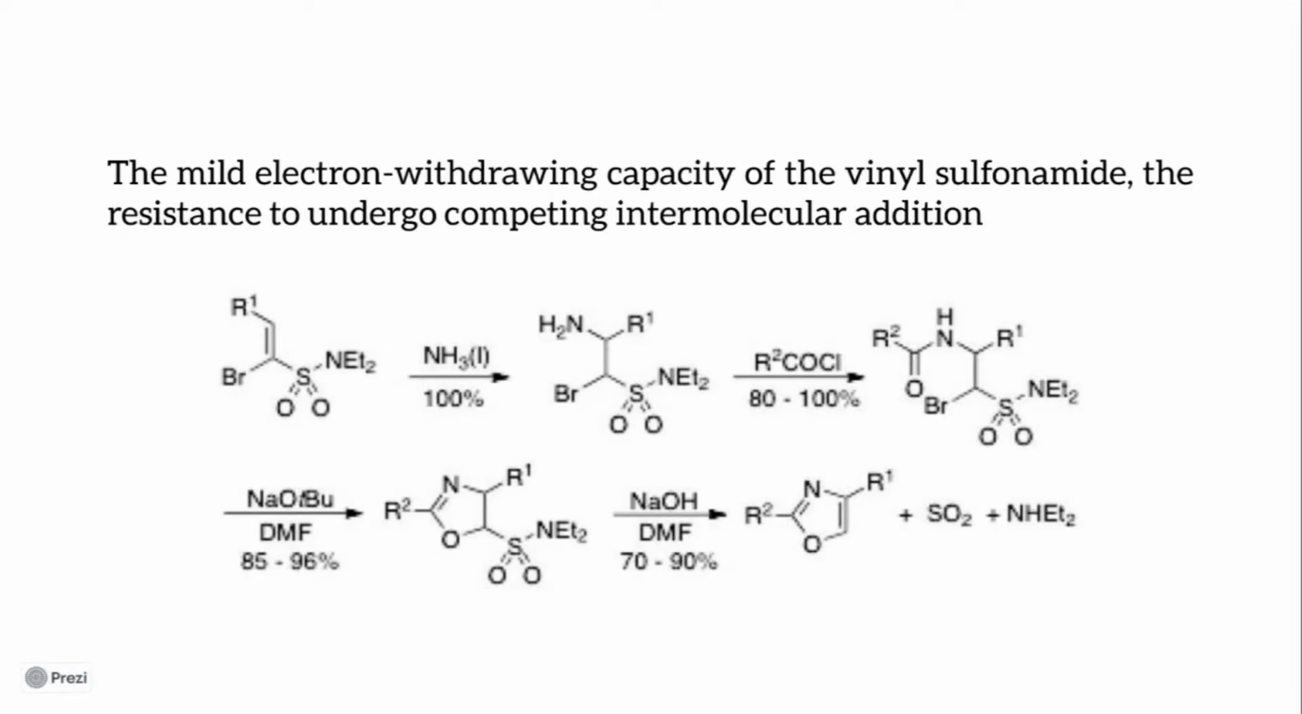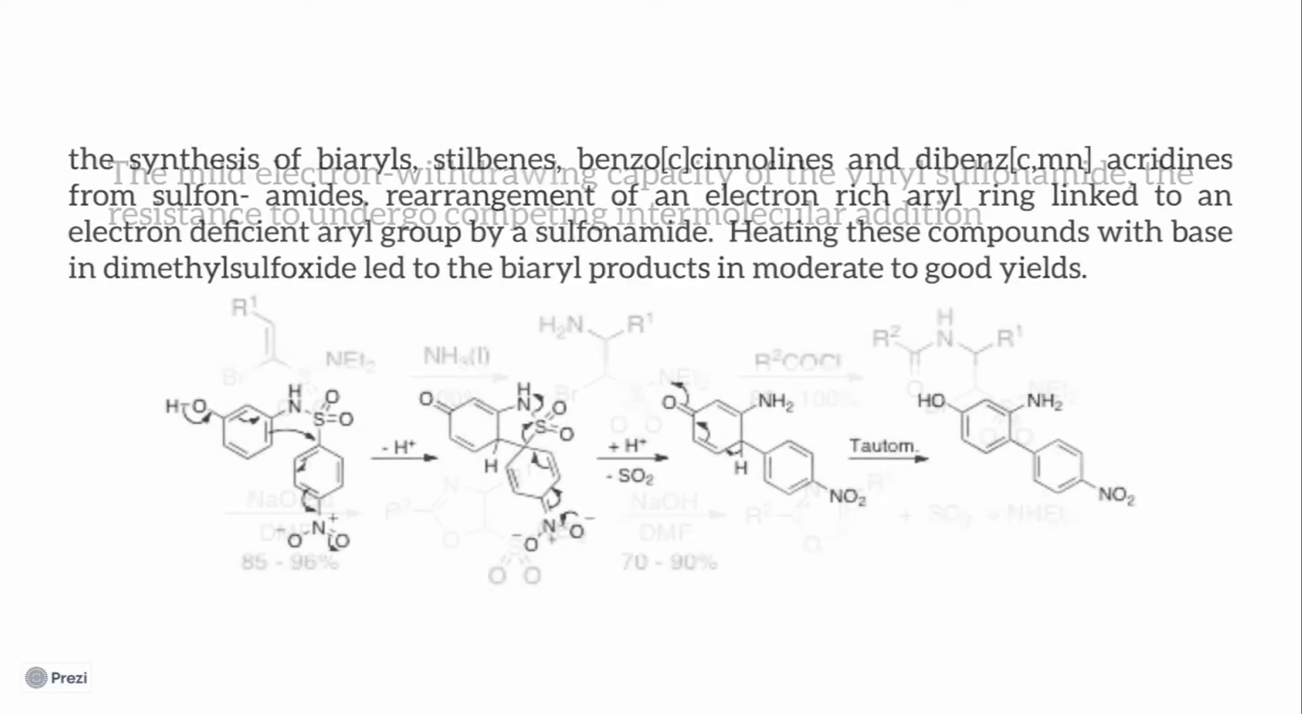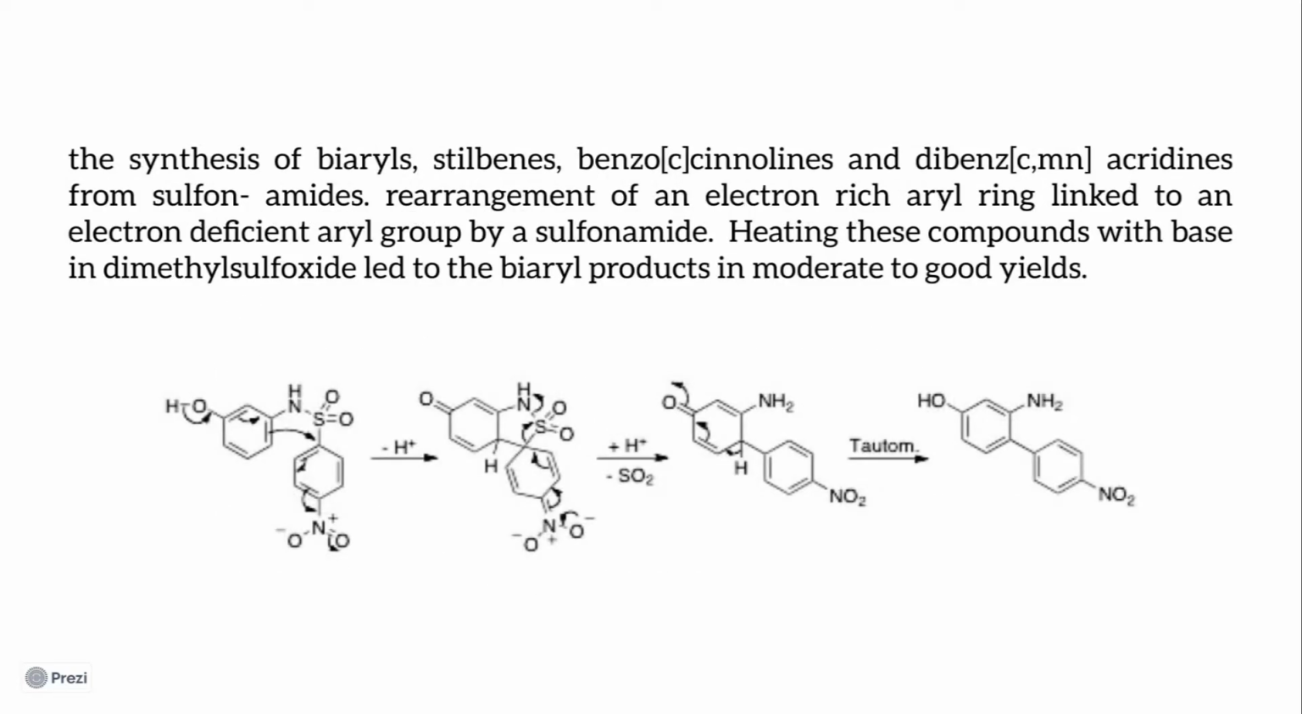The mild electron withdrawing capacity of the vinyl sulfonamide and the resistance to undergo competing intermolecular addition allowed the intramolecular displacement reaction of these compounds, and the leaving group propensity of the sulfonyl unit to develop a mild reduced-selective synthesis of oxazoles. The synthesis of pyrroles, stilbenes, benzo-C-cinnolines, and dibenzo-C-amine acridines from sulfonamides. Rearrangement of an electron-rich aryl ring linked to an electron-deficient aryl group by a sulfonamide.